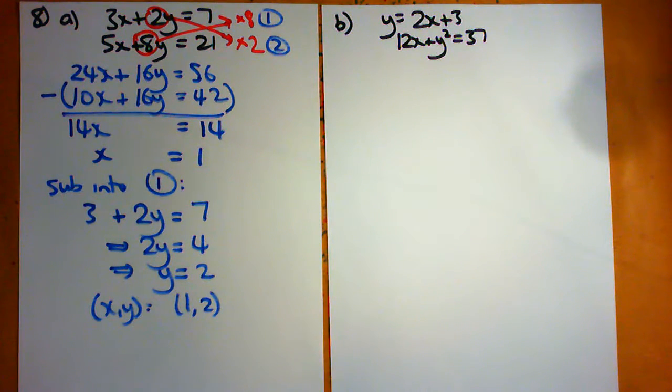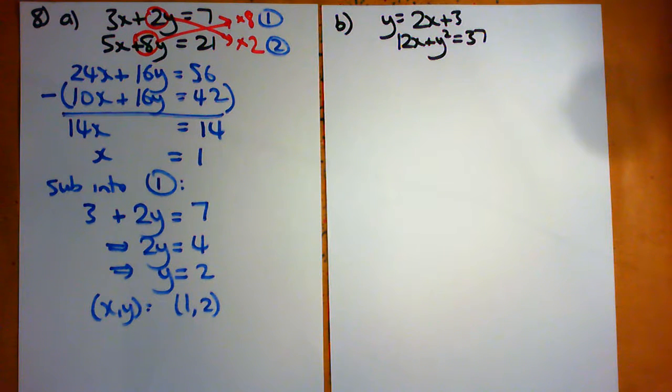Let's check that that fits the second equation, 5x plus 8y equals 21. Well, x is 1, so 5x is 5 times 1, which is 5. 8y is 8 times 2, which is 16. 5 plus 16 is 21. Okay, perfect. Now problem B, let's turn our attention to that right hand piece of paper.